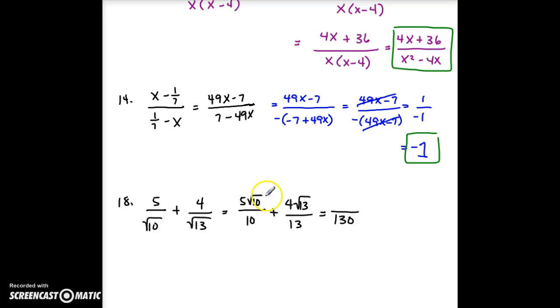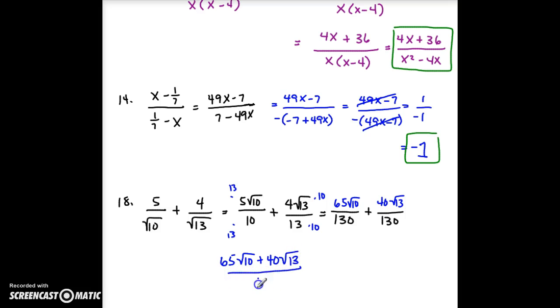So for example, with this first fraction, you'd multiply the numerator and denominator by 13. And with this second fraction, you would multiply the numerator and denominator by 10. If you do that, then you would have the following. 13 times 5 gives us 65, so it's 65 root 10. And then we would add to it, again also over 130, but we don't just simply have 4, we have 4 times 10, which gives us 40 root 13. So I'm looking at 65 square root of 10 plus 40 square root of 13 over 130.